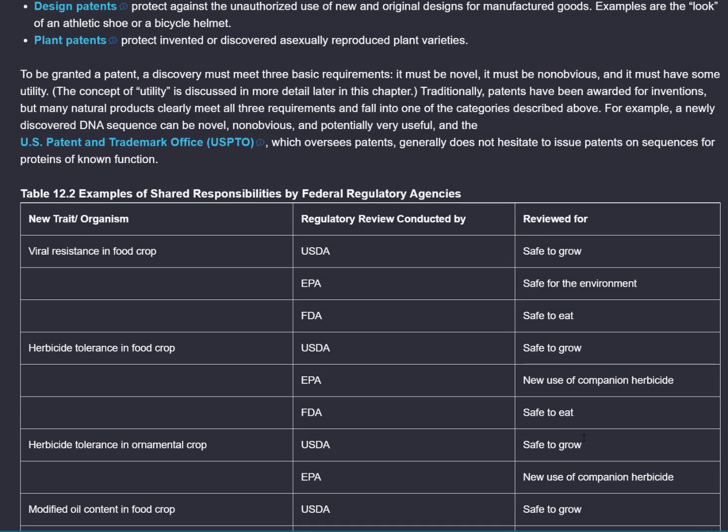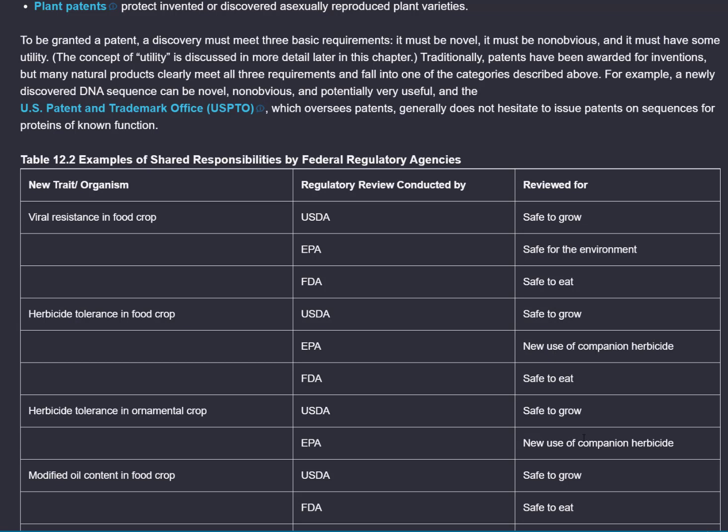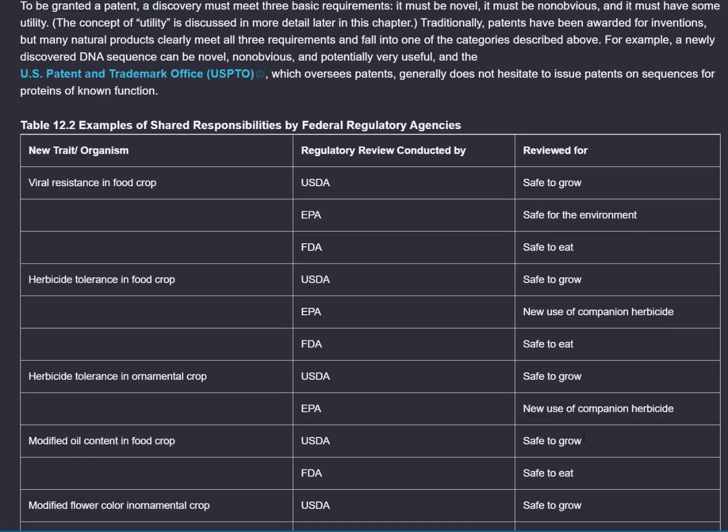Design patents protect against the unauthorized use of new and original designs for manufactured goods. Examples are the look of an athletic shoe or a bicycle helmet. Plant patents protect invented or discovered asexually reproduced plant varieties. To be granted a patent, a discovery must meet 3 basic requirements: it must be novel, it must be non-obvious, and it must have some utility. The concept of utility is discussed in more detail later in this chapter.